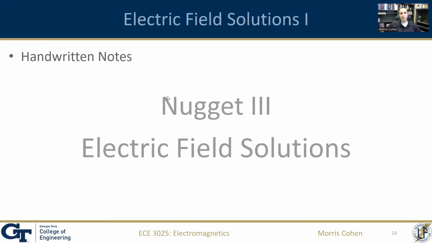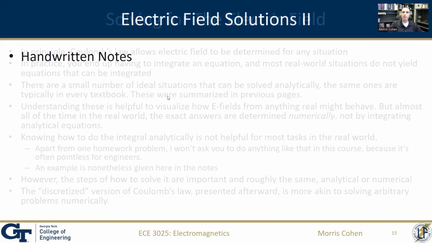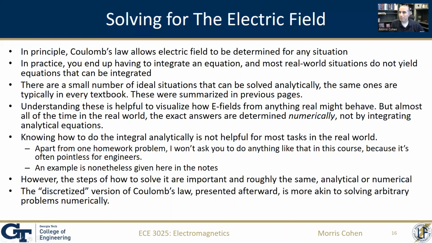So in general, Coulomb's law works always, right? Or at least for all the static situations that we're considering. But in practice, you end up having to integrate an equation. And in most real world scenarios, you can't simply integrate it because you have some arbitrary variation, or you have some kind of a weird function that doesn't have a straightforward integral to it.